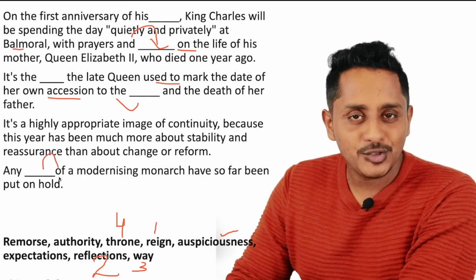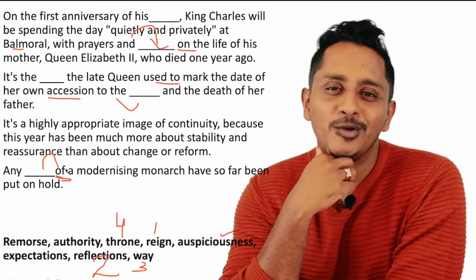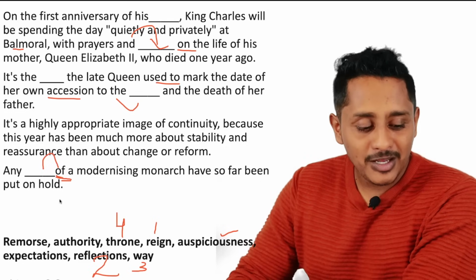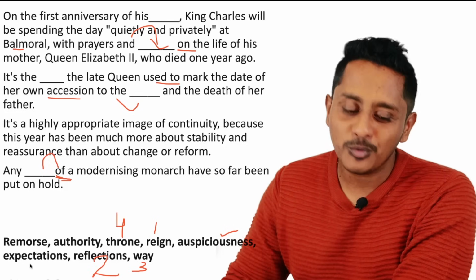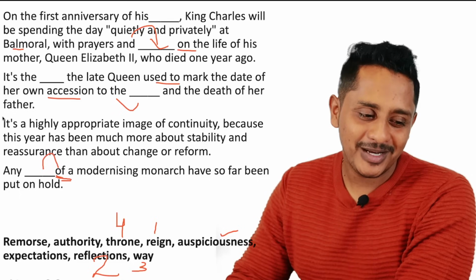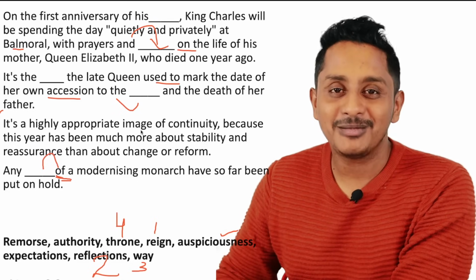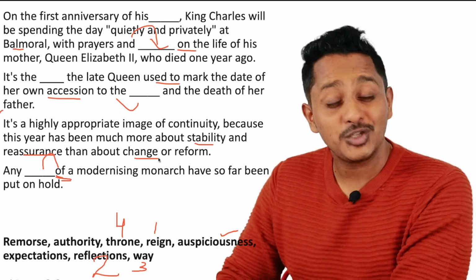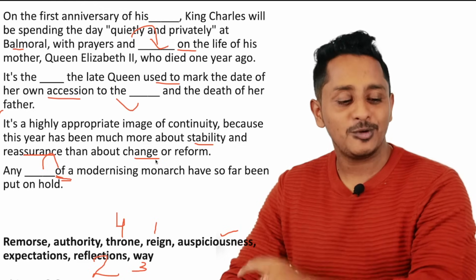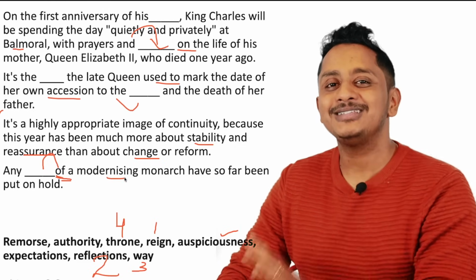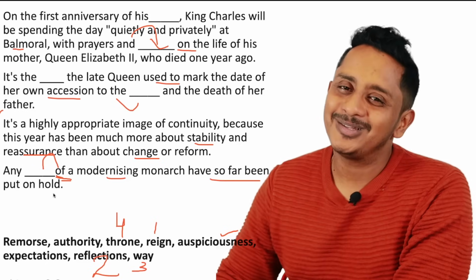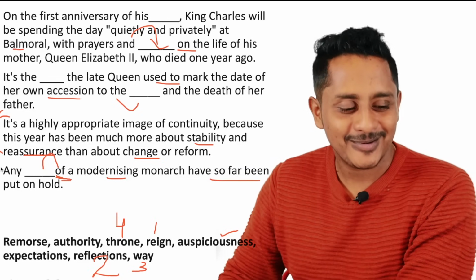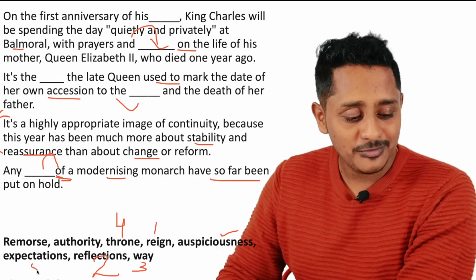The last one, any dash of. I have a lot of expectation of this place, or from this place, both will go. Any expectations is the only word that works; you don't say remorse of, you don't say auspiciousness of. You read it here, it's a highly appropriate image of continuity, because this year has been much more about stability and reassurance than about change or reform. Not much of the changes, we're going to stick to old methods. Any expectation of modernizing something, so far I've been put on hold. Get the context, you read the previous para, you would understand. No expectation of modernizing something, that's the context. Any expectations of a modernizing monarch?